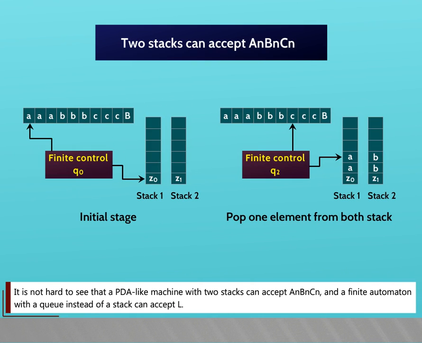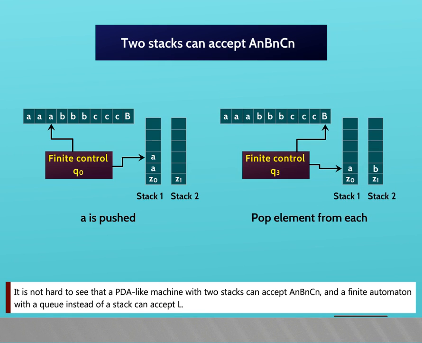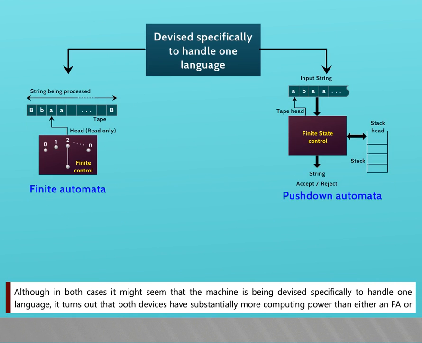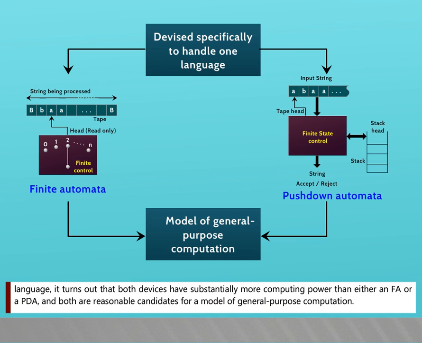It is not hard to see that a PDA-like machine with two stacks can accept a^n b^n c^n, and a finite automaton with a queue instead of a stack can accept L. Although in both cases it might seem that the machine is being devised specifically to handle one language, it turns out that both devices have substantially more computing power than either an FA or a PDA, and both are reasonable candidates for a model of general-purpose computation.